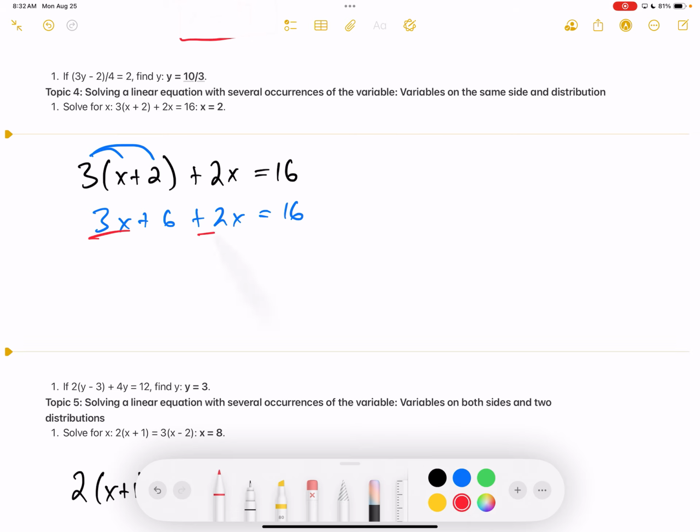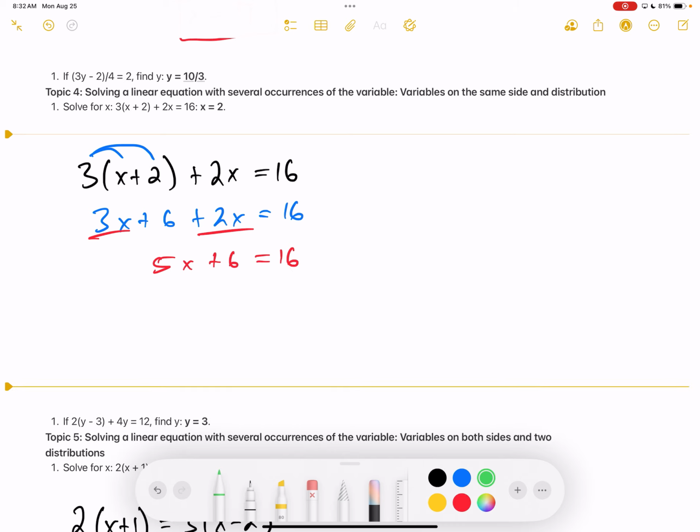So here I have a 3x and a 2x that I can combine. And now I just subtract 6. Now I start moving stuff across the equal sign because I cannot add the 5x and the 6 together, because the 5 has an x and the 6 doesn't, right? So 5x equals 10, divide by 5, and x is 2.